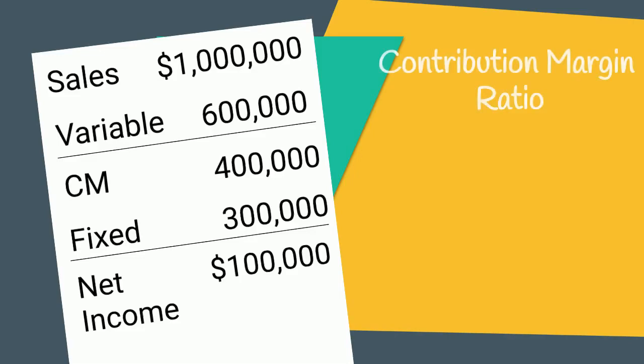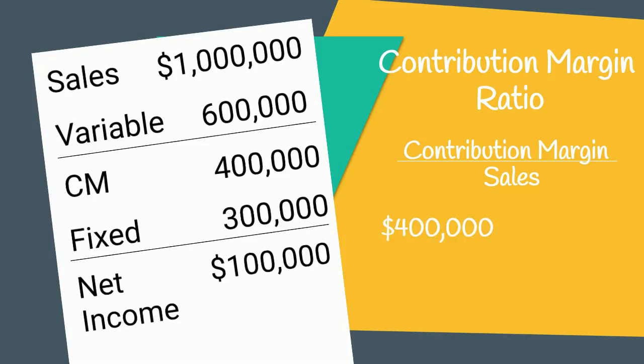One of these is the contribution margin ratio. This simply takes the contribution margin and changes it from a dollar amount to a percentage. Specifically, it is the contribution margin as a percentage of sales. In our example, contribution margin is $400,000 and sales are $1 million. So what percentage of sales is contribution margin? How much of our sales figure is contribution margin? Time for some division. The contribution margin ratio is 40%.